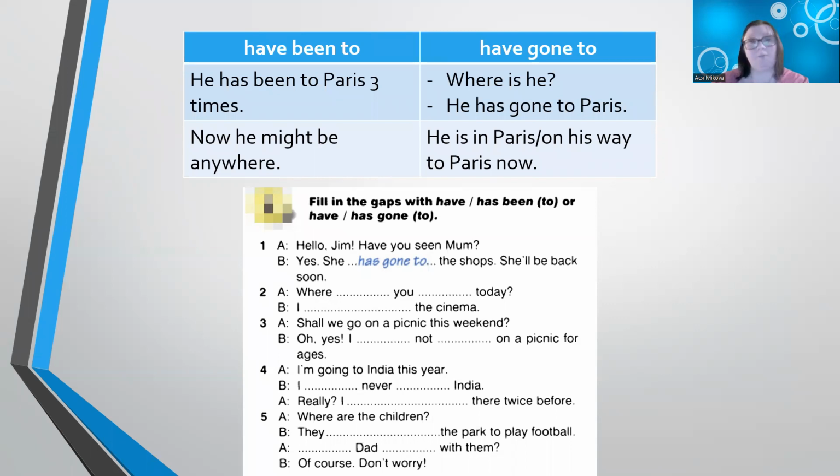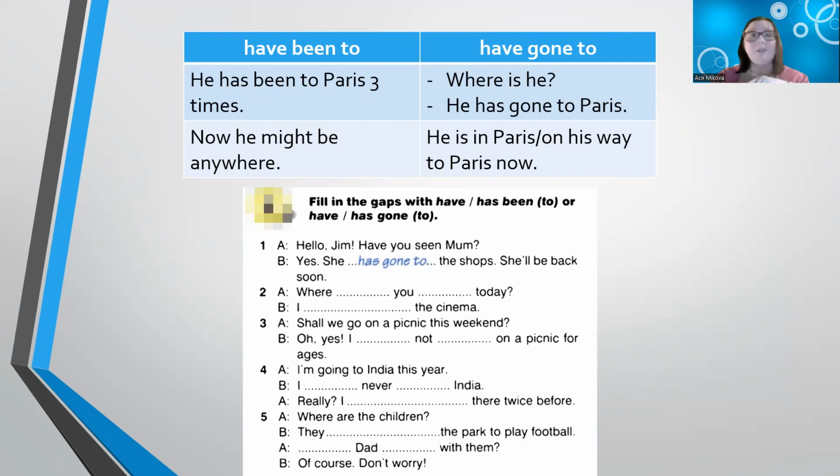In English it will be "have been to", not "have gone to". Because "have gone to", and now look at the right part. Have gone to. Он уехал в Париж. He is not here now because he has gone to Paris. And now he is in Paris. Он сейчас не здесь, потому что он уехал в Париж.